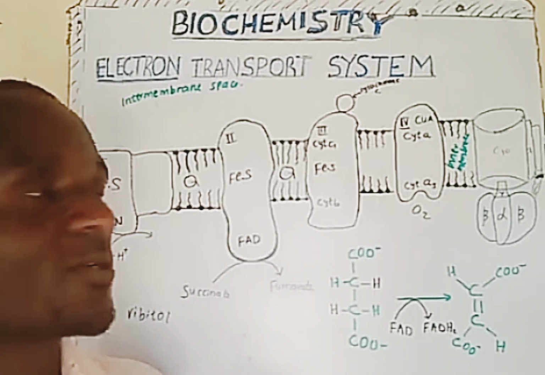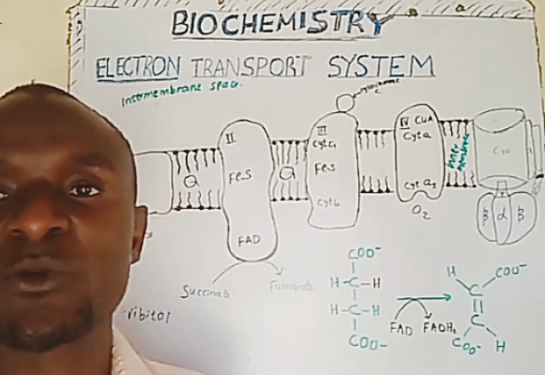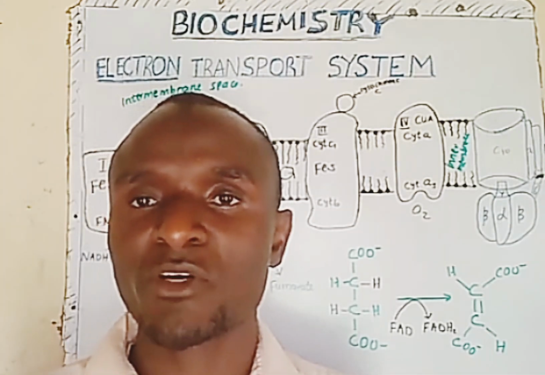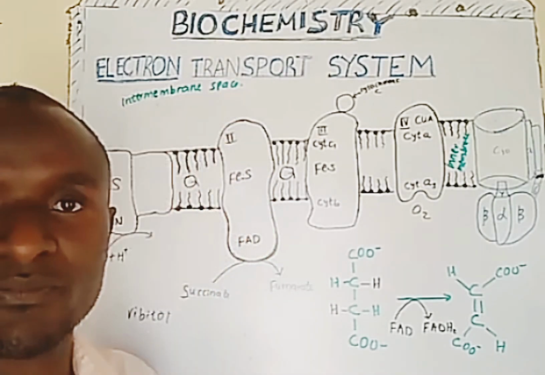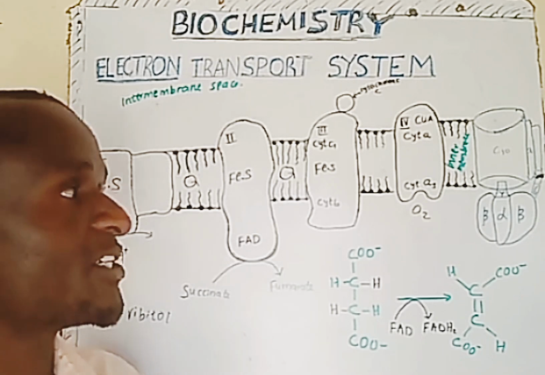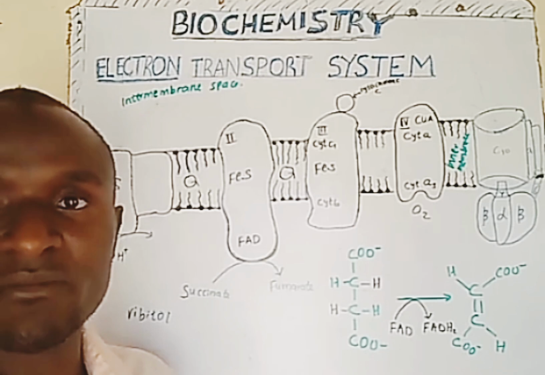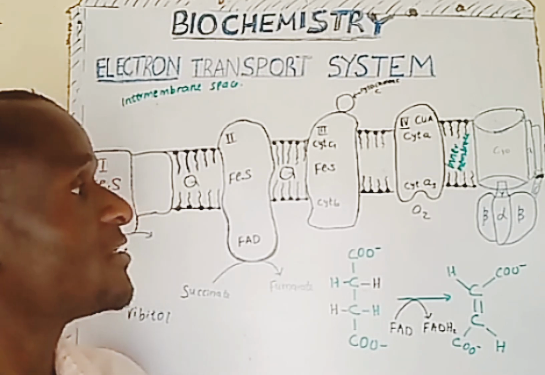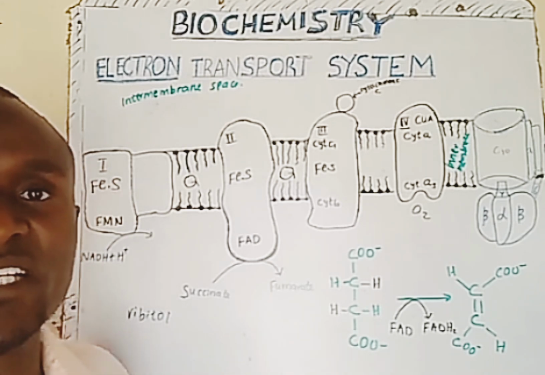Complex 3 has got cytochromes and an iron sulfur center. So let's begin by looking at the cytochromes. Cytochromes are special protein molecules located in complex 3 and complex 4. These molecules have heme groups that confer on them a special characteristic of UV light absorption. Cytochromes are named based on the wavelength of light they absorb, so they are named A, B, C.